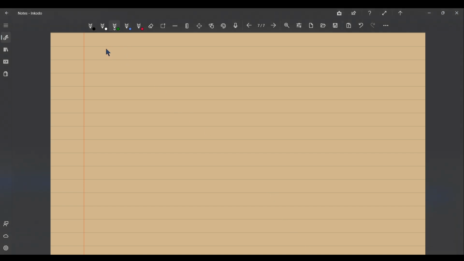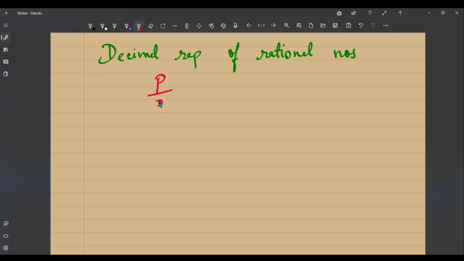In this video, we are going to look at decimal representations of rational numbers. Rational numbers are nothing but the ratio of two integers. So, two integers p divided by q. p by q is a rational number. So, this itself says that p can be divided by q, isn't it?